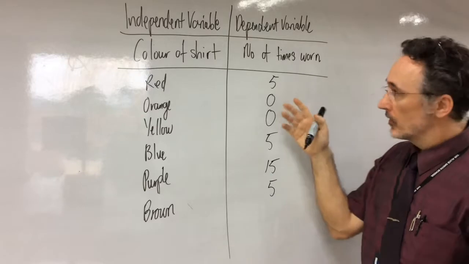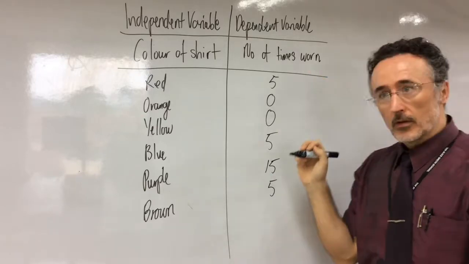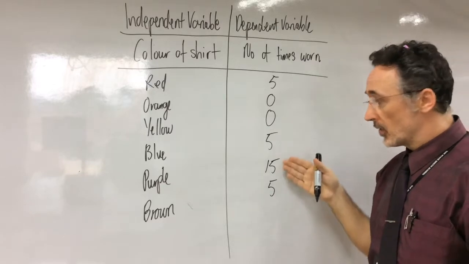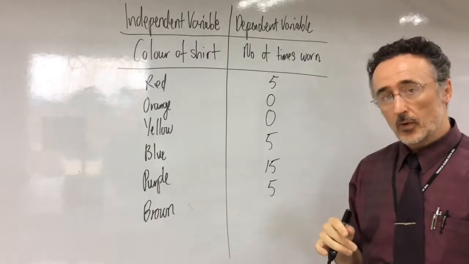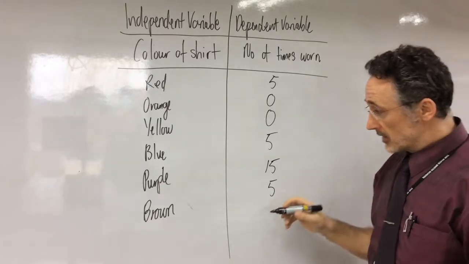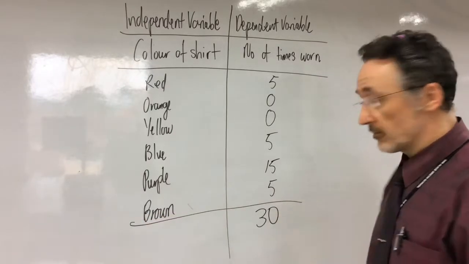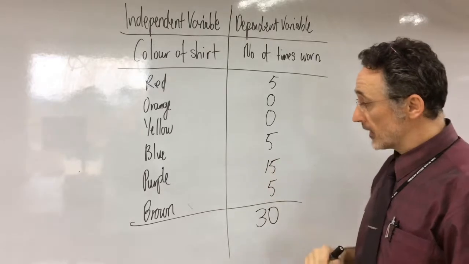At the end of September, we've counted them up. I wore a red shirt 5 times. I didn't wear orange or yellow shirts. 5 blue, 15 purple, and 5 brown. That adds up to 30, so there's a total of 30 days, 30 shirts, 30 choices.